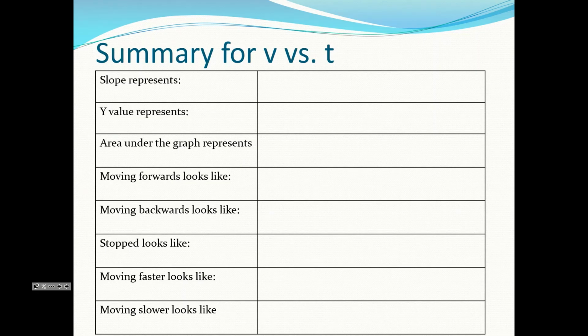Okay, so let's do a little summary. Slope represents, which we're not going to use right now, acceleration. And y value represents speed or velocity. Okay. Area under the graph represents our distance or displacement.